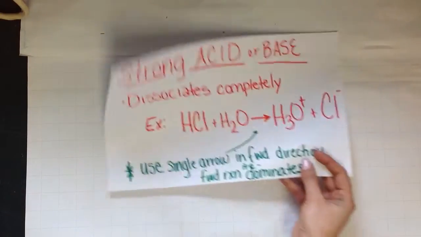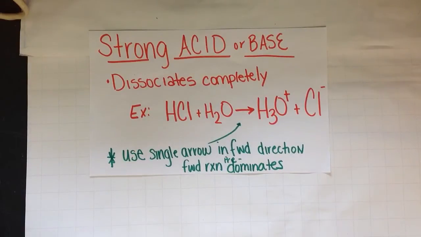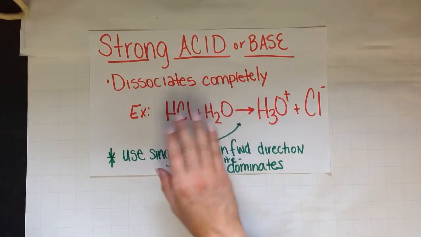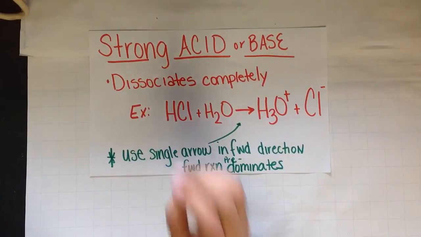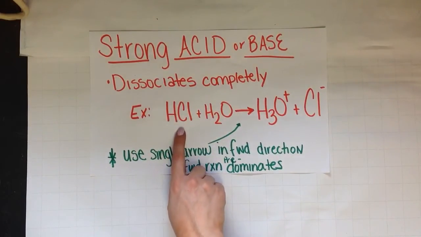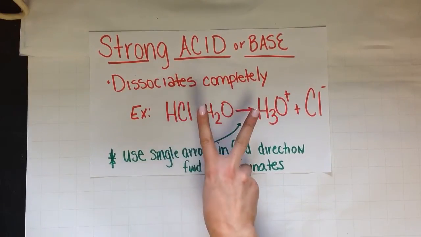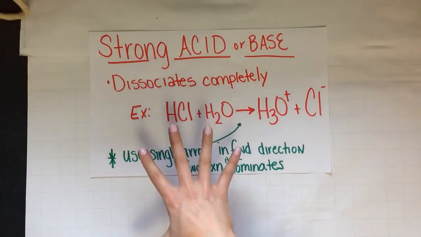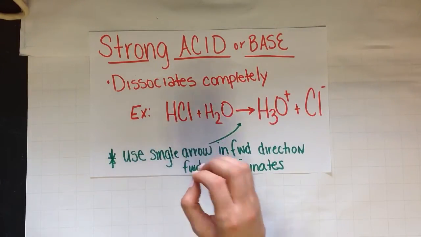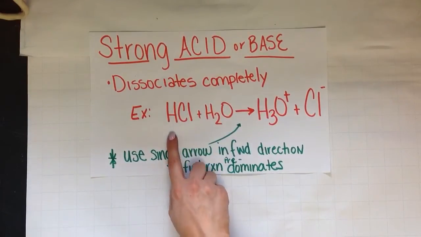Now we're going to focus on strong acids or a strong base. So everything I say about a strong acid, for the most part, can be applied for a strong base. So strong acids and strong bases dissociate completely, meaning every single acid molecule that's in your beaker of water will come apart completely, every single one of them, as well as if you had a base in there. Base plus water, every single base will dissociate.